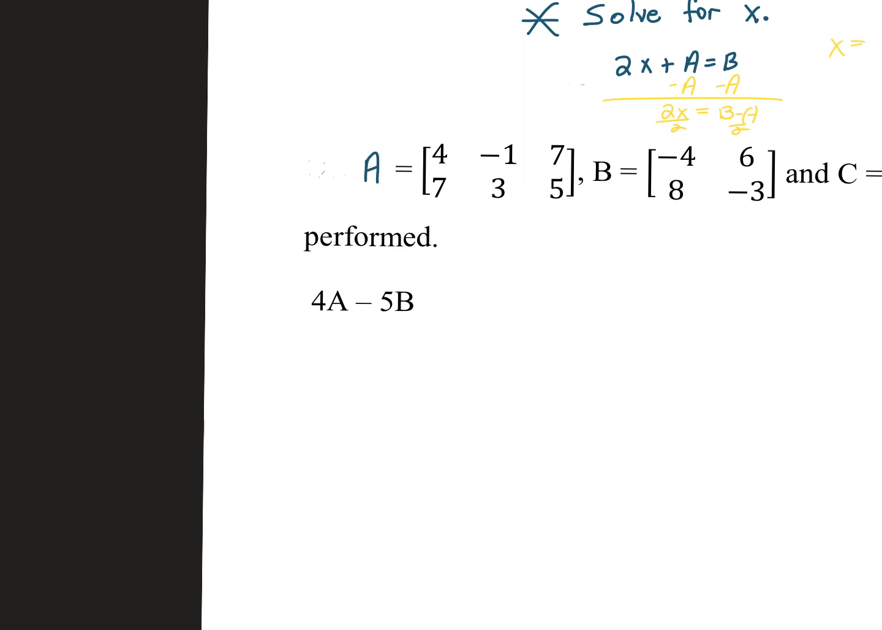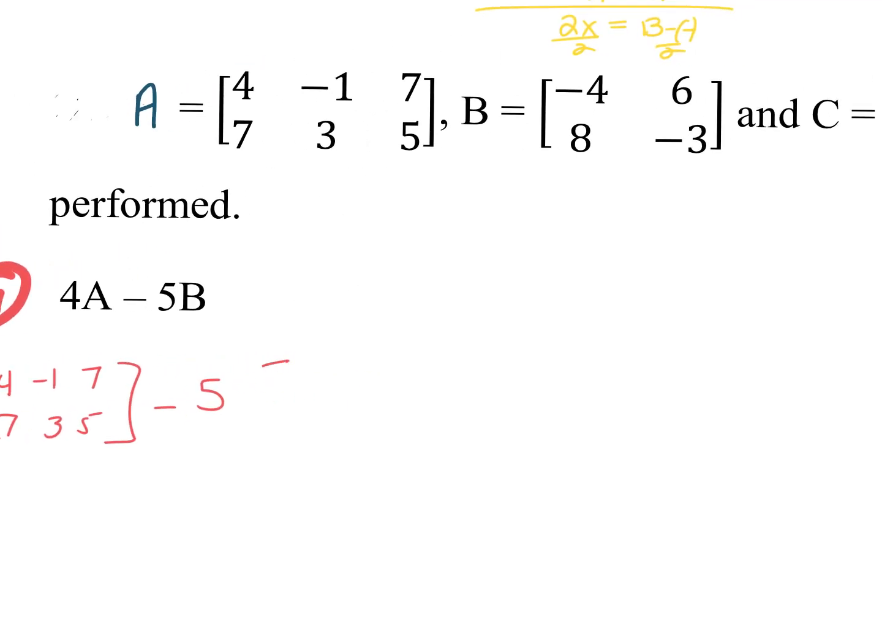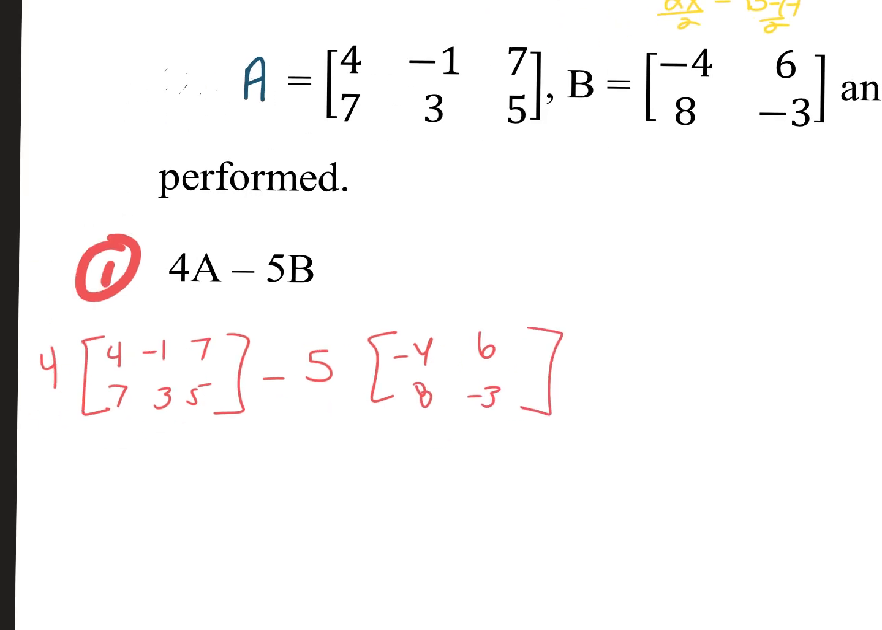All right, let's call this one number 1. Before you even start it, what is this question asking you to do? Distribute. Okay, you have to multiply the A matrix by 4 and the B matrix by -5. So that's what you need to do first. You need to write down 4 and then write out the A matrix: 4, -1, 7, 3, 5. Make sure you write your numbers right. Then we have -5, and then what is B? -4, 6, 8, -3.